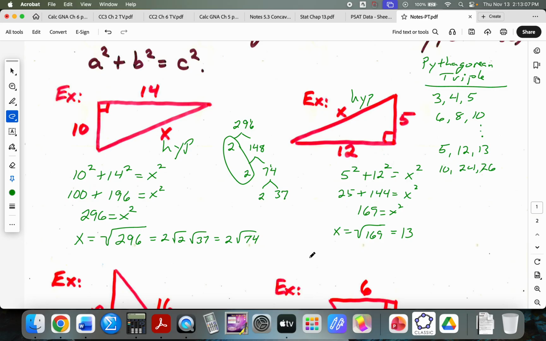How many do I think you should memorize? These 2. They come up often enough, and they come up on things like the SAT.